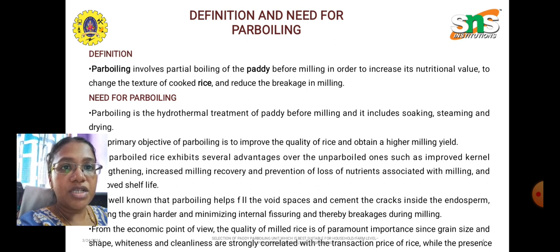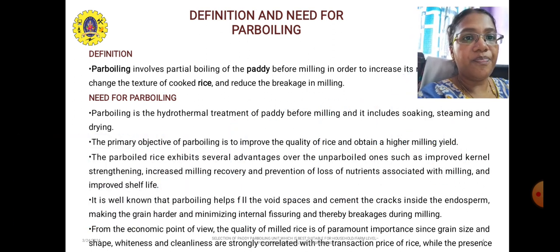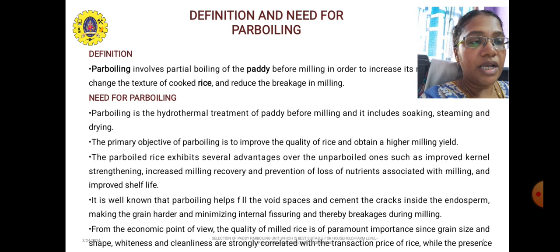The main objective or need for parboiling is that it is a hydrothermal treatment of paddy before it goes for milling. It includes soaking, steaming and drying procedures. The primary objective is mainly to increase the quality of the rice and to obtain a higher milling yield. Parboiled rice exhibits several advantages over unparboiled rice, such as improved kernel strengthening, increased milling recovery, prevention of loss of nutrients associated with milling, and improved shelf life.